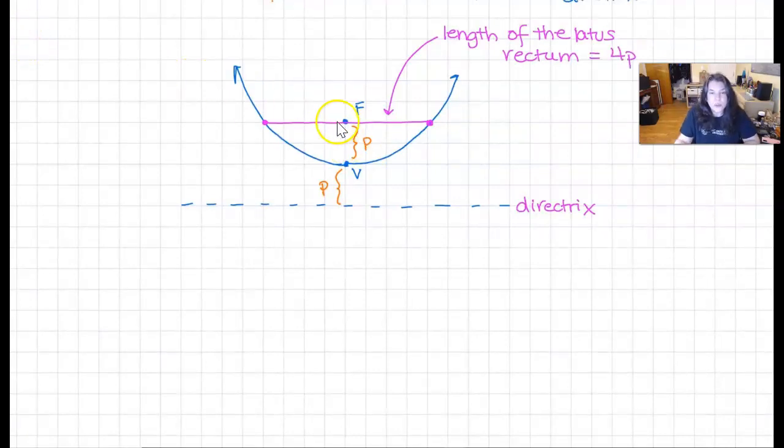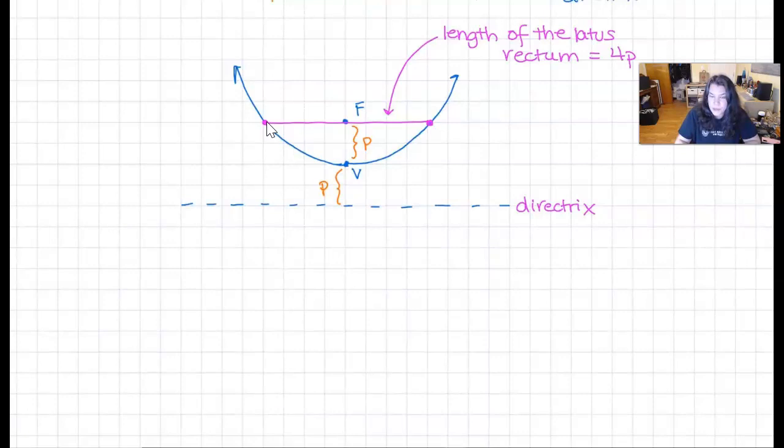So if you know where the focus is and you know what P is, then you can just go half of 4P to the right, half of 4P to the left, and you've got two other points on your parabola, and you really haven't done any work. So you'll see how we use that when we are doing some examples where we're going to graph parabolas. But that's the handy thing about the latus rectum. So that's why I do like to cover it, even when the textbooks don't cover it.